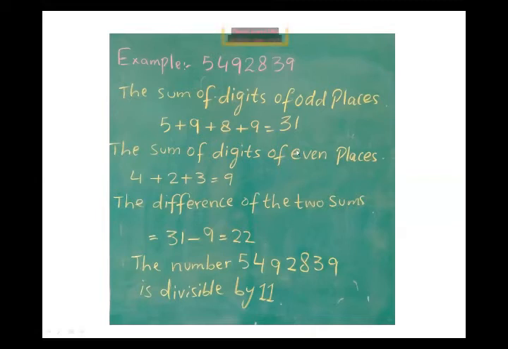For the second rule, if the sum is not equal, then we find the difference of two sums. Which two sums? The sum of odd places and the sum of even places. So if we find the difference, 31 minus 9, then we have the number 22. And we know that 11 into 2 is equal to 22. So in other words, we say that the number 22 is divisible by 11. Then we say that the number 5492839 is also divisible by 11.